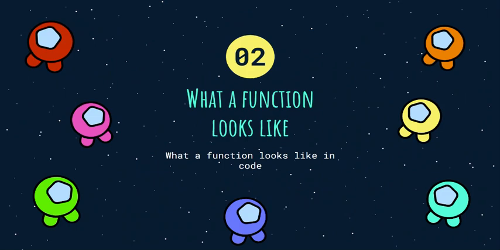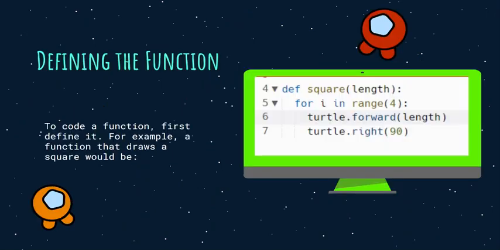2. What a function looks like. What a function looks like in code. To use a function, we first have to define it. We define a function using the line of code def, function name, and any arguments. If you're not using any arguments, don't put any. Next, in the body of the function, write everything that you want your function to do.